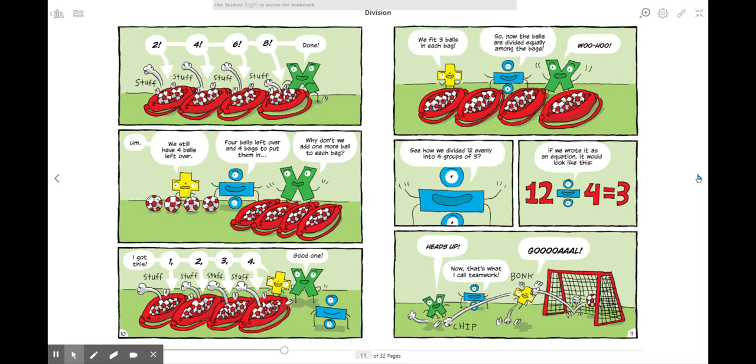So now the balls are divided equally among the bags. Woohoo! See how we divided 12 evenly into 4 groups of 3. If we wrote it as an equation, it would look like this. 12 divided by 4 equals 3. Heads up! Now that's what I call teamwork. Goal!